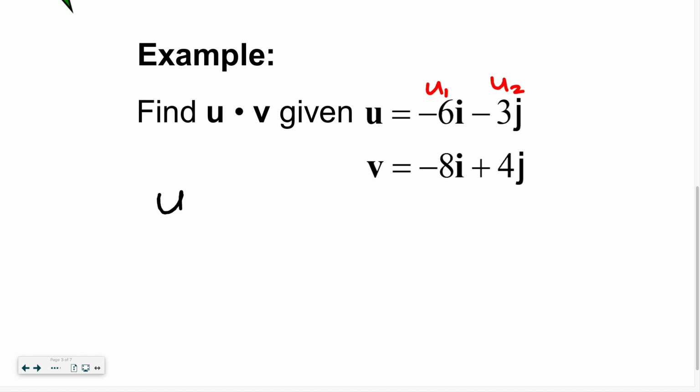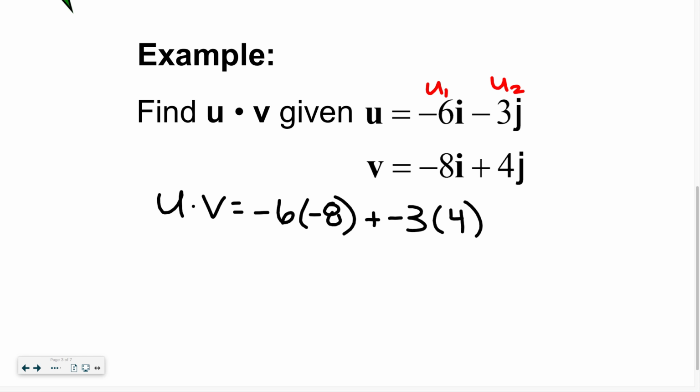We're going to find u dot v. So we take our horizontal components from u and v, multiply them, and add it with the product of the vertical components of u and v. So that will be negative 3 times 4. So we're going to get what? Positive 48 and then plus a negative 12. So u dot v is 36.